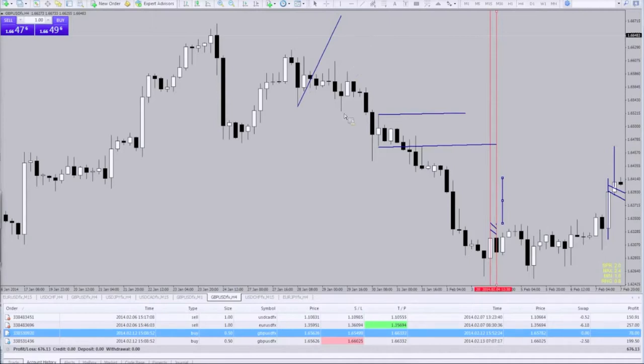And here is a second pullback trade. There's actually another pullback trade here. And this is another way of getting into a trade, catching a trend, and getting into the trend at a better price.